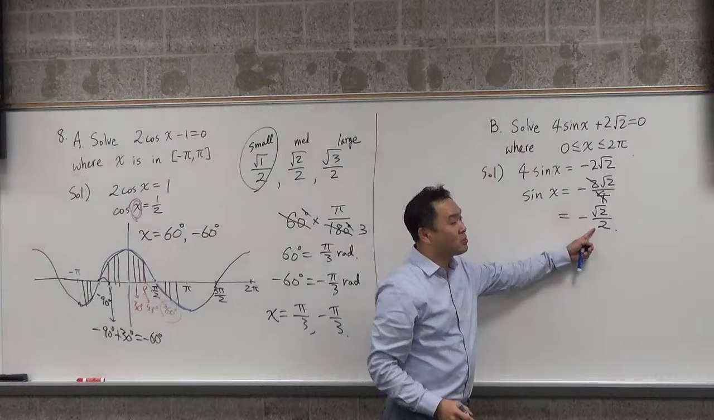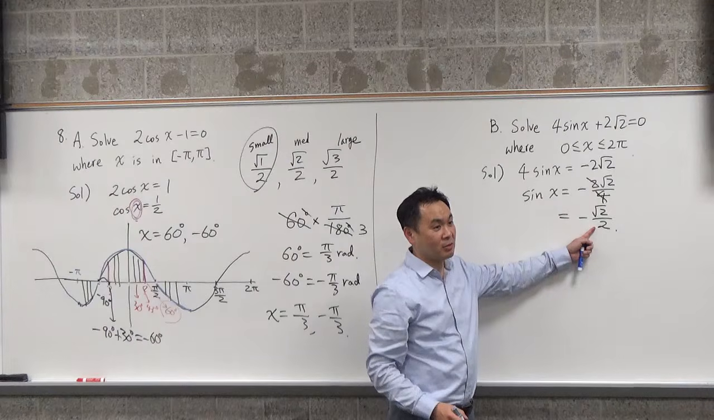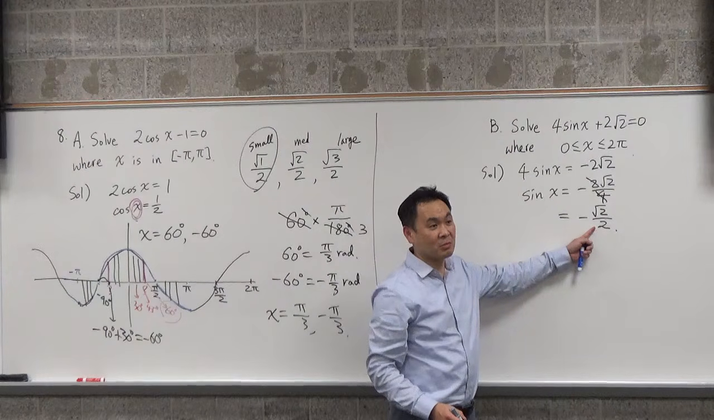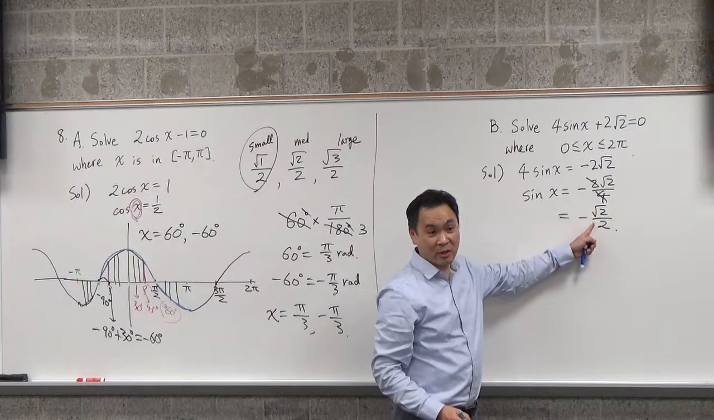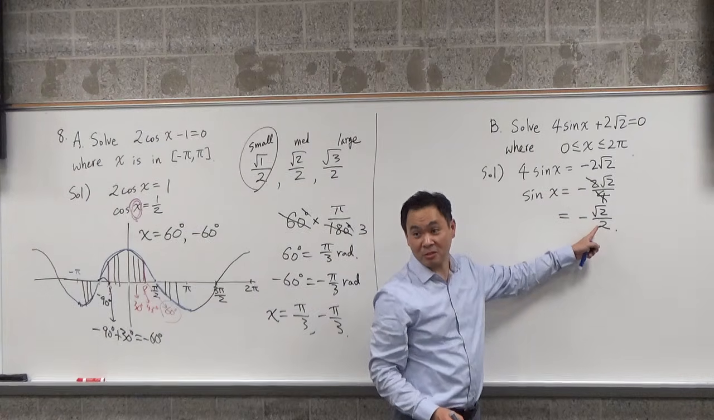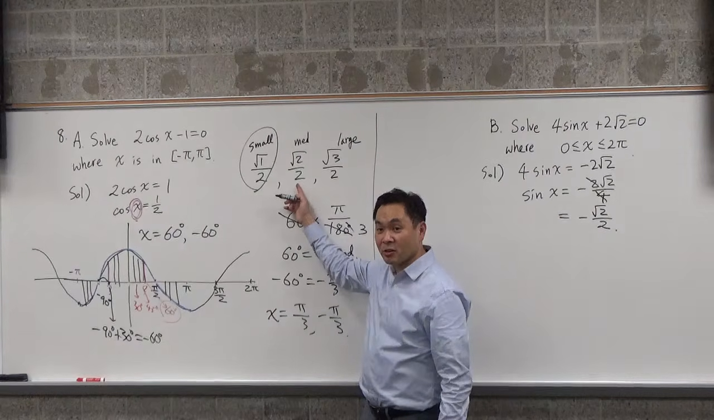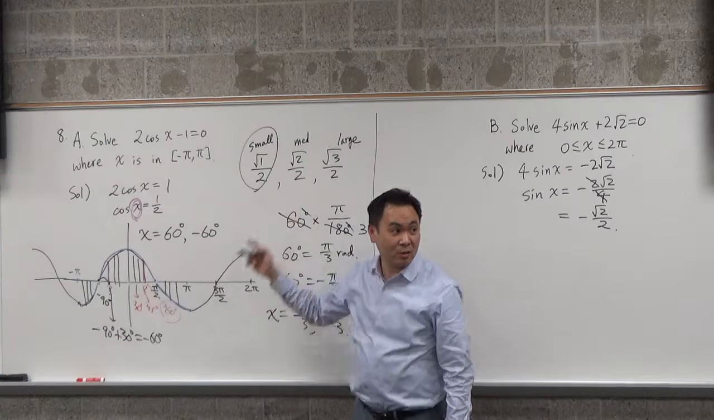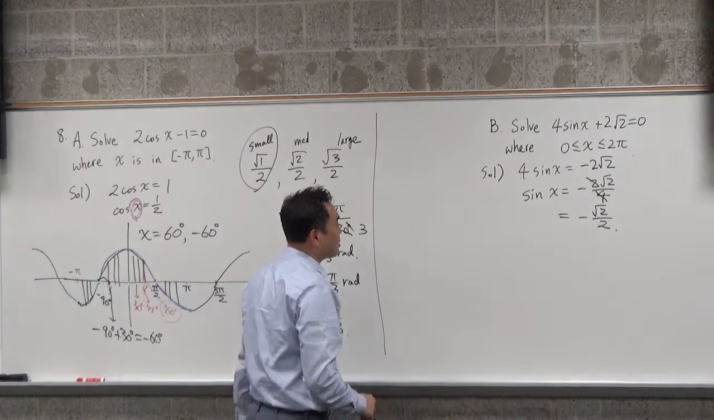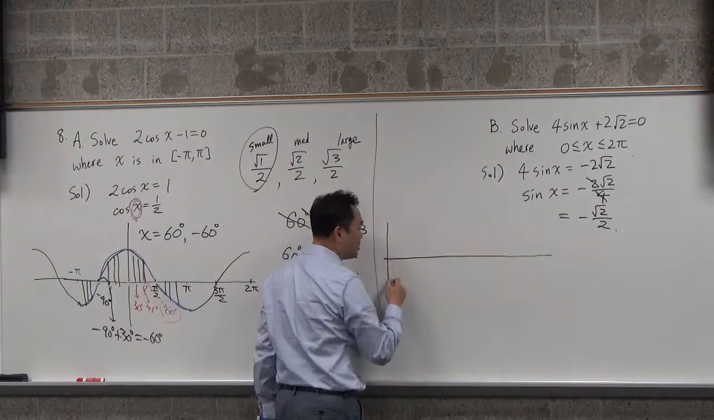Okay, what's the nickname for this value? We call this what value? Medium value, right? We're calling it small, medium, large. It's the medium value. So we're looking for the median value in the graph of sine. Let's make sure that we know the graph of sine.